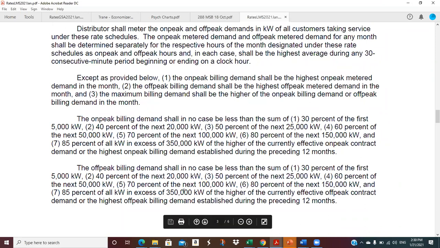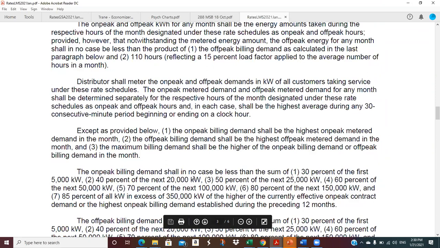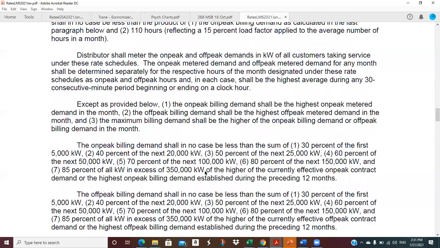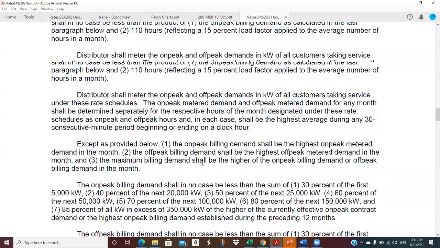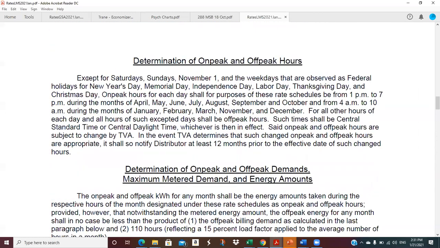That's minimum. That's minimum bill calculation right there. Determination on peak, off peak, maximum. Rate structure. On peak should be. There it is. Okay, and catch this.